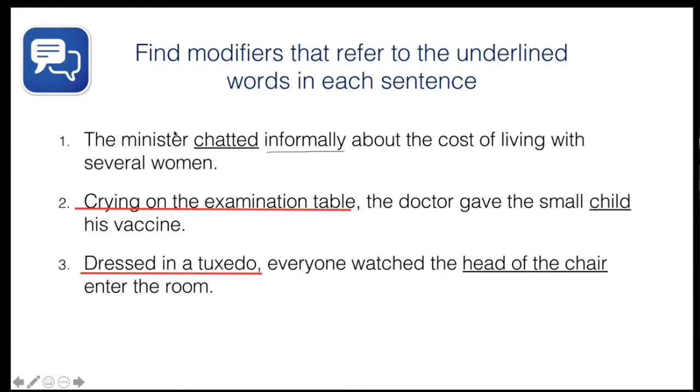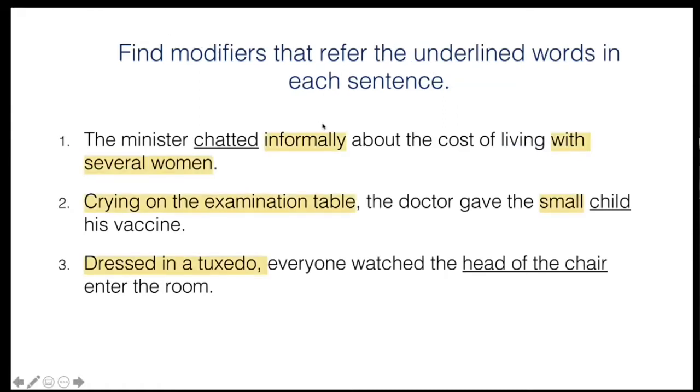Yeah, well, the first one, actually, it's a little bit funny. If you think about it more, Minister chatted informally about the cost of living with several women. It looks like he was living with several women, which obviously is not the case, right? Because he probably was talking to several women. So the first one might look okay, unless you start thinking about the meaning, and it looks actually funny and ridiculous. Number 2 and 3 are just weird, because sometimes you don't even understand what's happening, right? What does it mean?